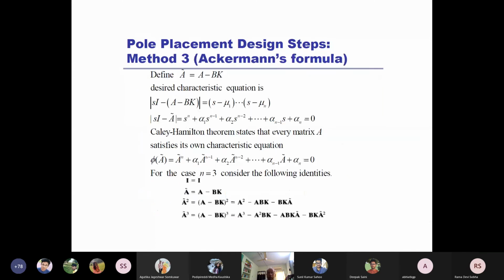Okay. The third method is called Ackermann's formula. In this case, we define A_cl equal to A minus BK, and the characteristic equation is sI minus A_cl, which is (s minus mu1)(s minus mu2)... equals s^n plus alpha1 s^(n-1) and so on, equals 0.